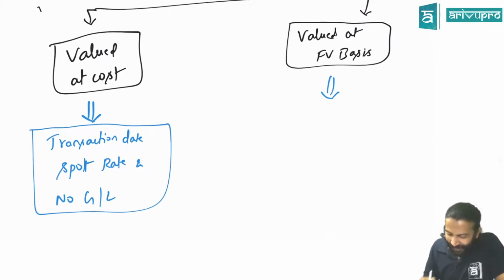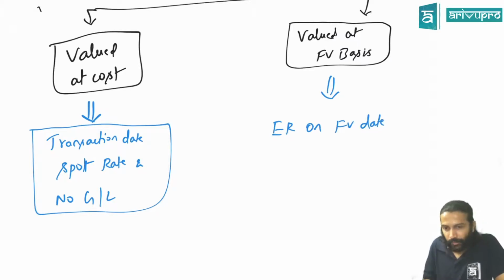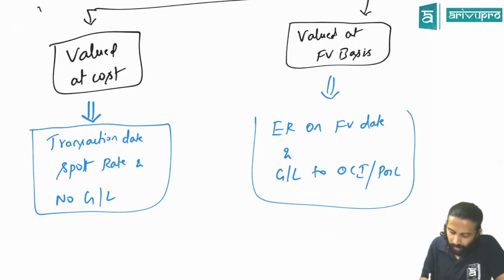Good enough. Okay, valued at fair value basis means you use what, sir? Exchange rate on what? Exchange rate on fair value date, can I say? Whichever date you are finding the fair value, use the exchange rate on that particular date. So obviously there will be gain or loss, and the gain or loss can either go to OCI or it could go to P&L, because that depends on the way you are valuing the investment.